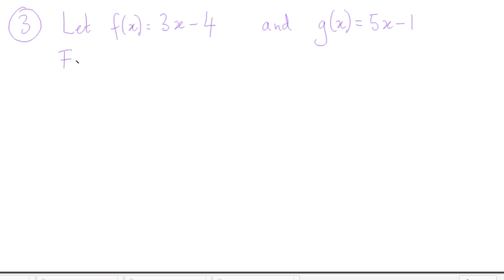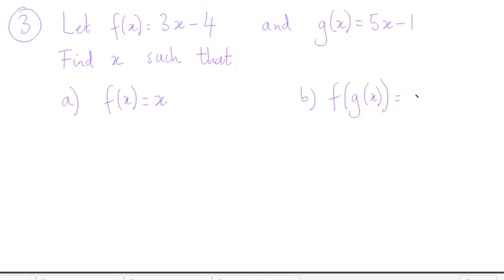We have to then solve this problem. Find x such that in a, f of x equals x, and in b, f of g of x equals x. In the b part of the question, this here is called a function of a function. Sometimes you might hear that being called a composite function.